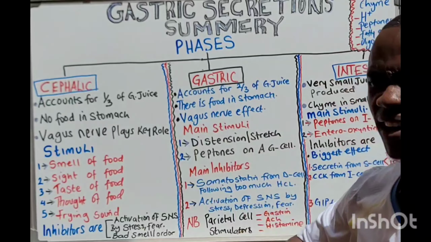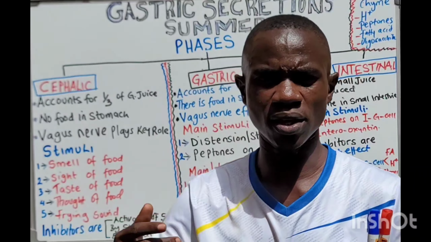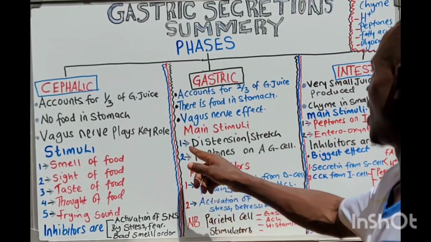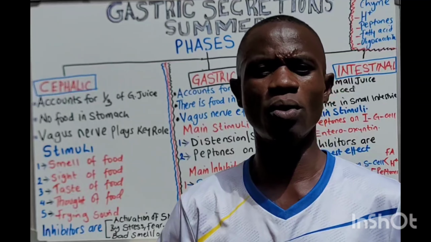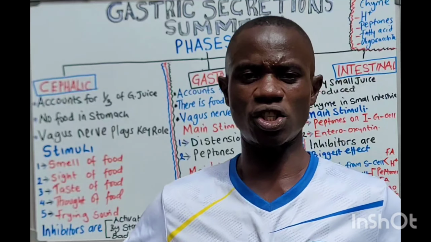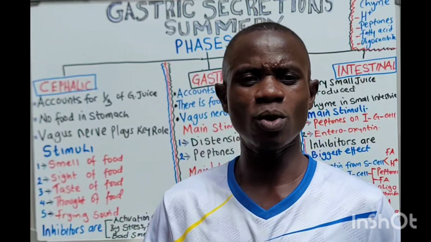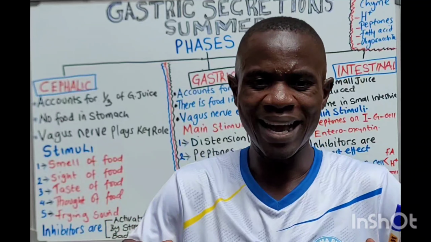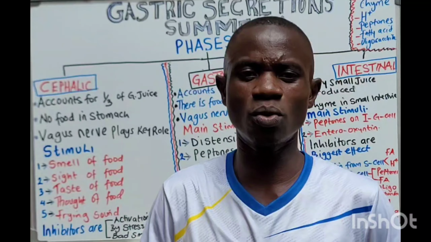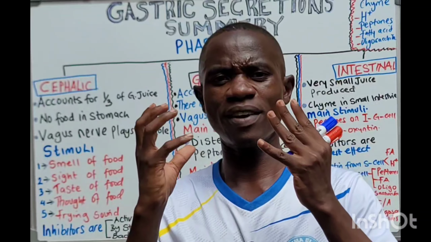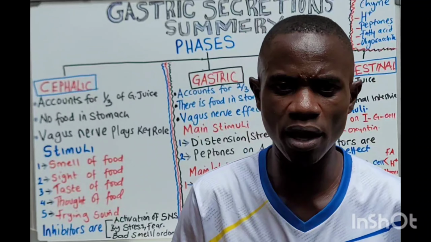Now, what are the main stimuli for gastric secretion during the gastric phase? The first one, which is very important, is distension, or the stretch. Whenever food enters the stomach, there's that stretch. We have stretch receptors, and these stretch receptors are coupled with sensory nerves of cranial nerve 10, the vagus nerve. The vagus nerve will take the sensation of the stretch to the central nervous system, primarily to the medulla oblongata.